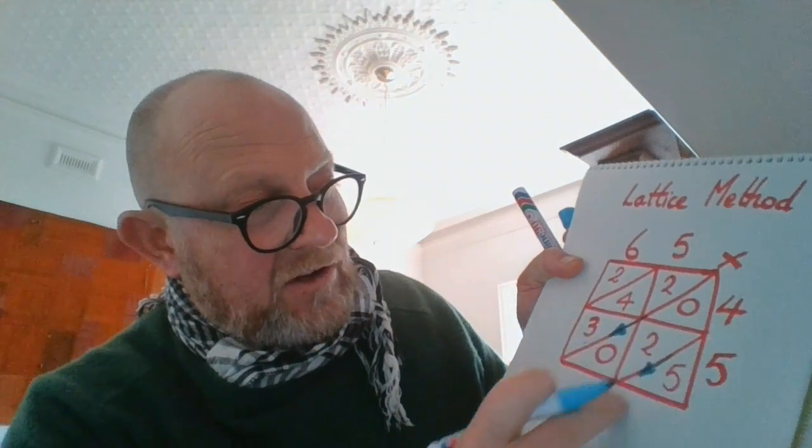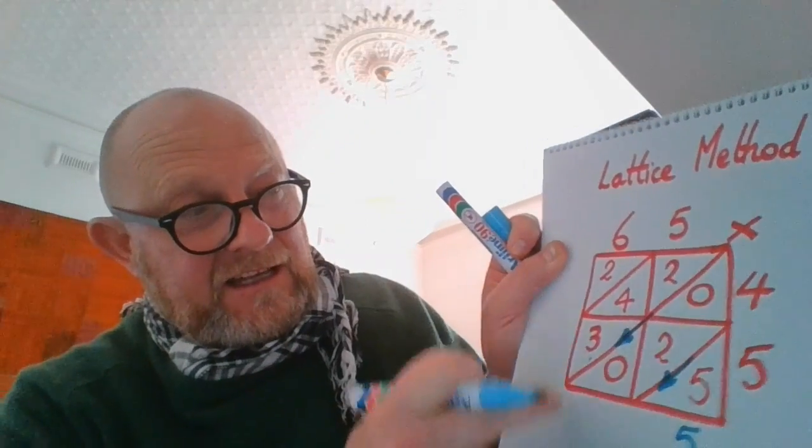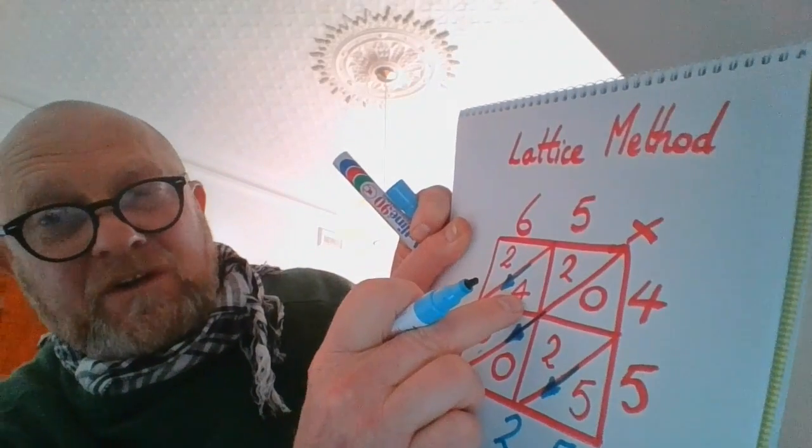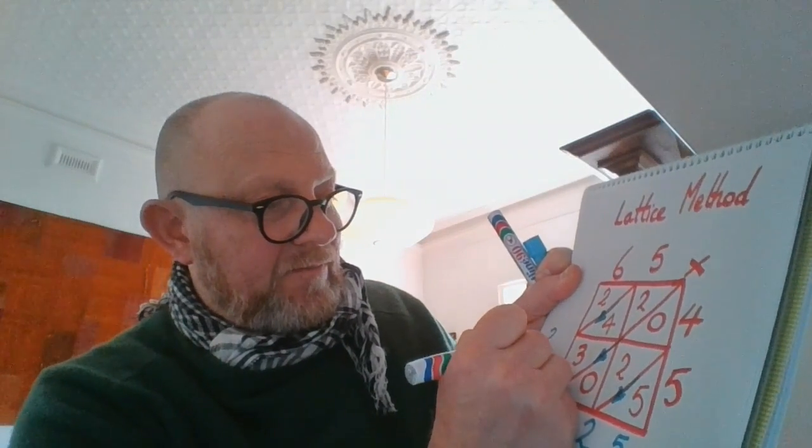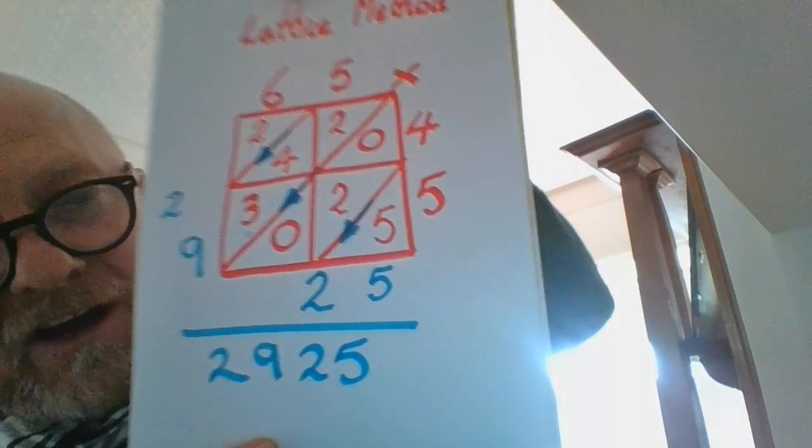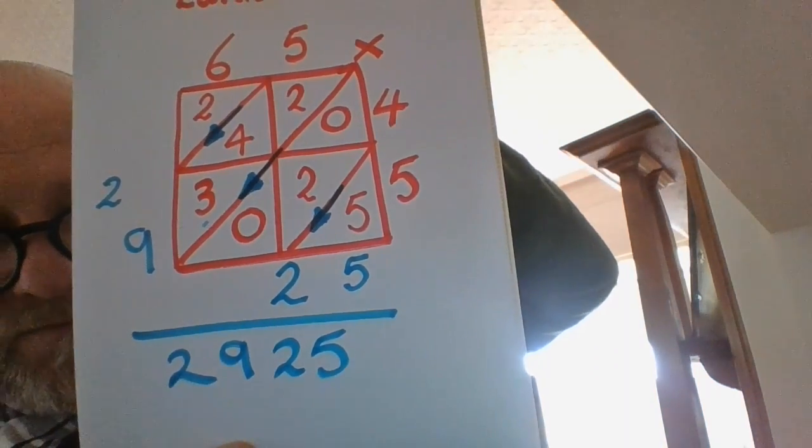So, in the first column, we have 5. In the second column, which goes diagonally, 0 plus 2 plus 0 equals 2. In the third, we have 2 plus 4 is 6, plus 3 is 9. And then the last column is 2. So we align those numbers and we get our answer: 2,925. And that is lattice multiplication, or Shabak, at work.